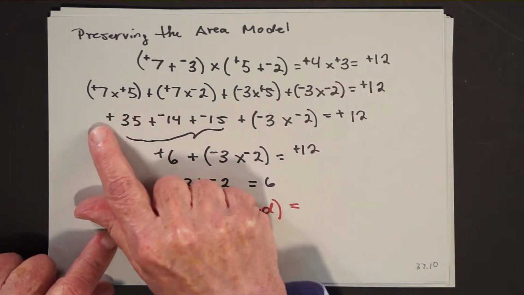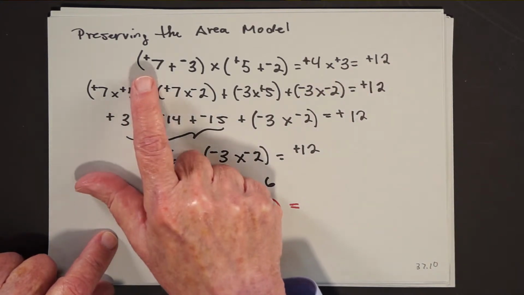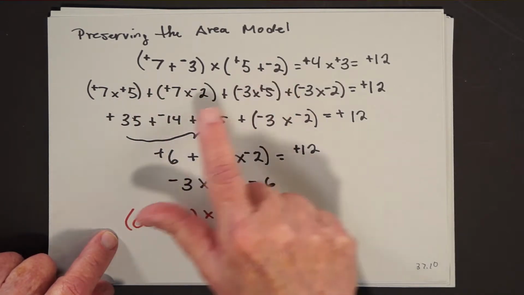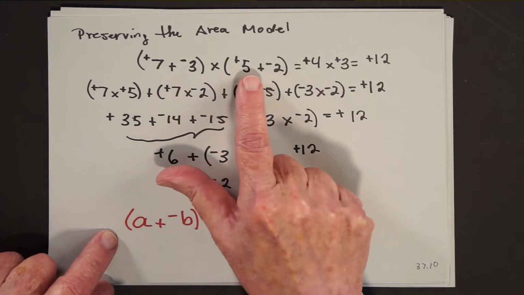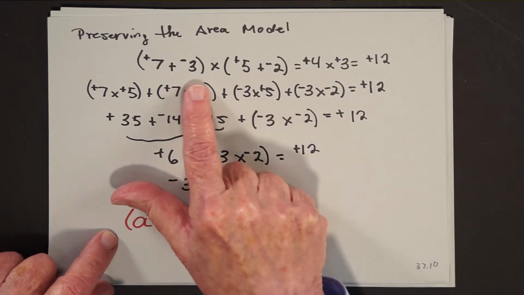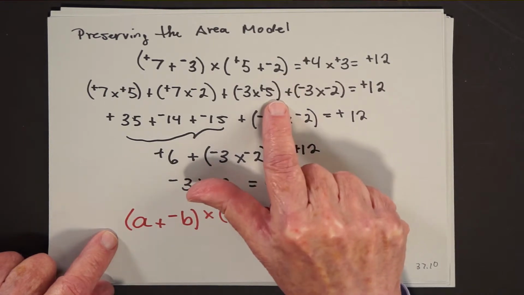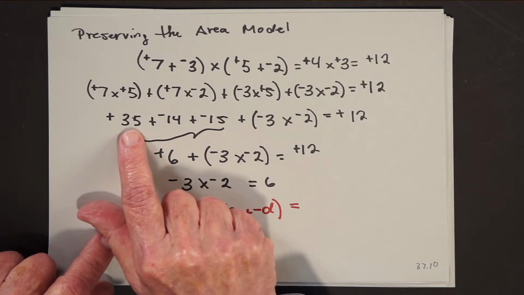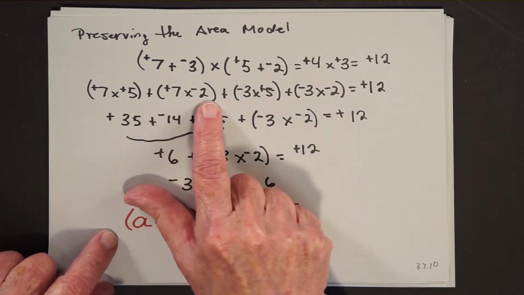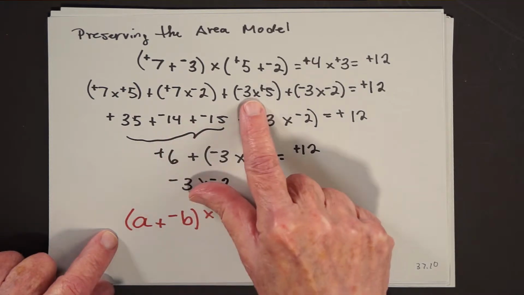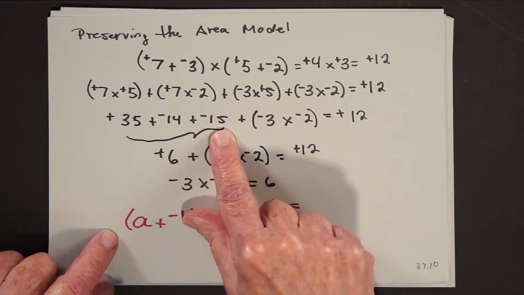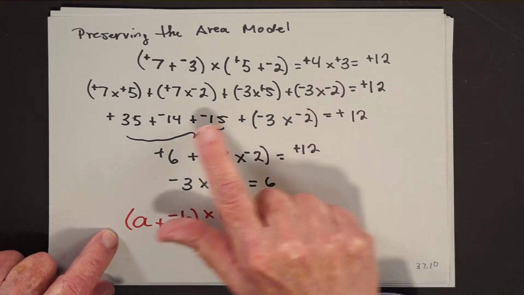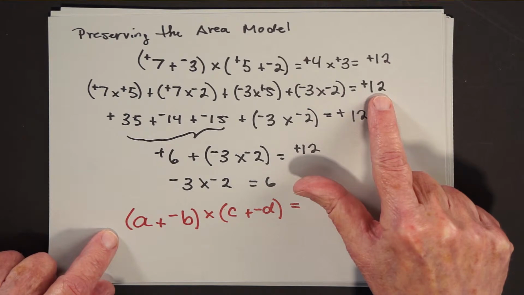On the other hand, if I did want to use the area model, the positive 7 would multiply the positive 5. The positive 7 would also multiply the negative 2. The negative 3 would multiply the positive 5, and the negative 3 would multiply the negative 2. Okay? Now, positive 7 times positive 5 is positive 35. Positive 7 times negative 2 is negative 14. Negative 3 times positive 5 is negative 15. Negative 3 times negative 2 is the one we don't know, but we do know that when we're all done, the answer has to be positive 12.